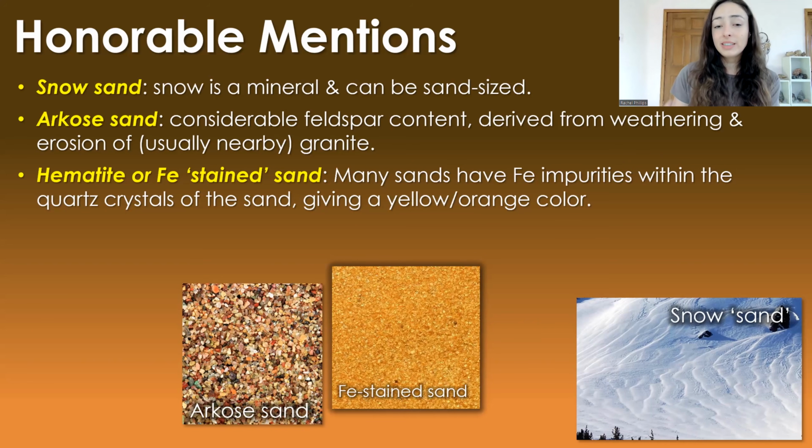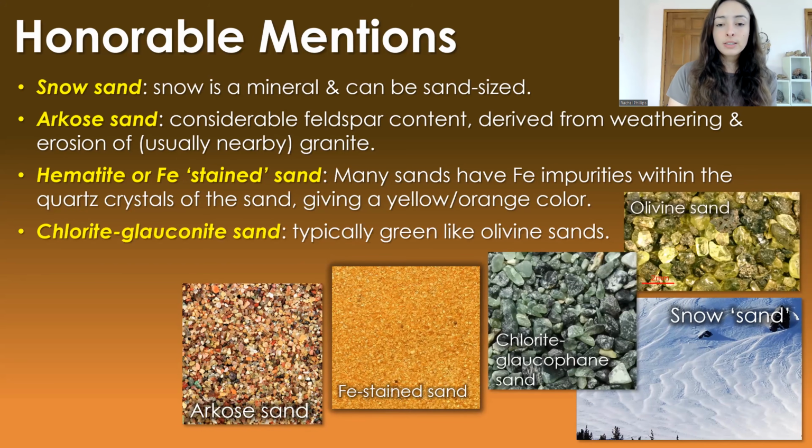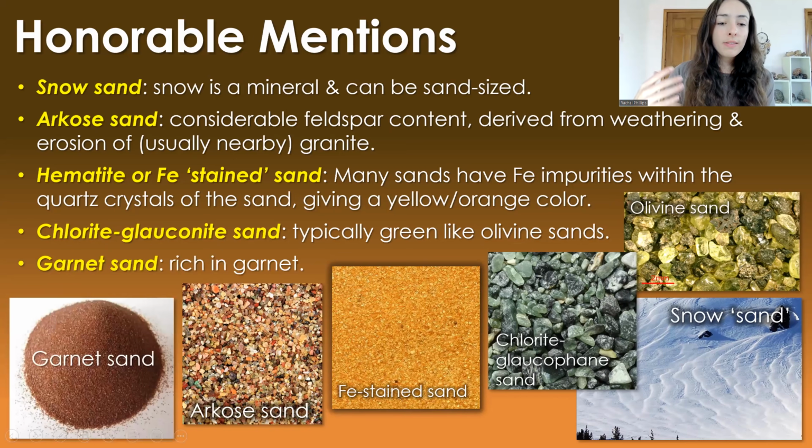Hematite or iron-stained sands, or coated quartz sands, may have a yellowy or orange color due to the iron staining. Chlorite glauconite sand is another type of green sand, similar to the olivine, but instead of the olivine making it green, it's the chlorite and glaucophane making it green. But from most of the examples I can see, these minerals are typically more of a bluish greenish, and olivine is definitely more of a yellowish greenish. It's a very green. And then garnet sand, which is rich in garnet and reddish because it's made of garnet.